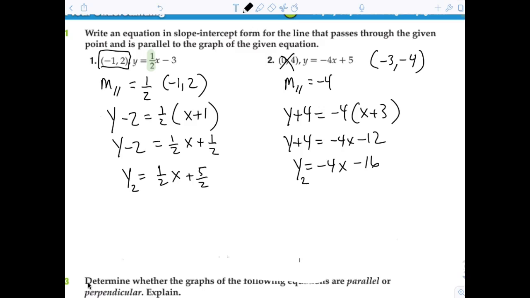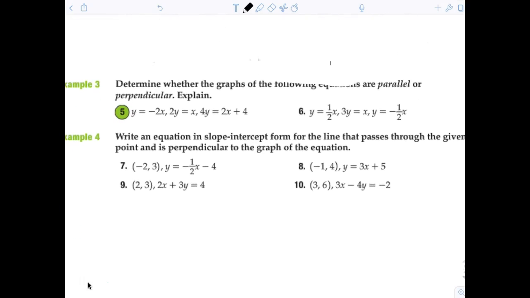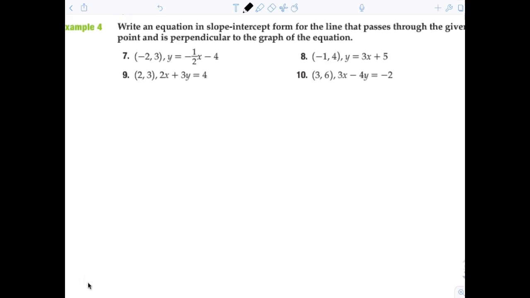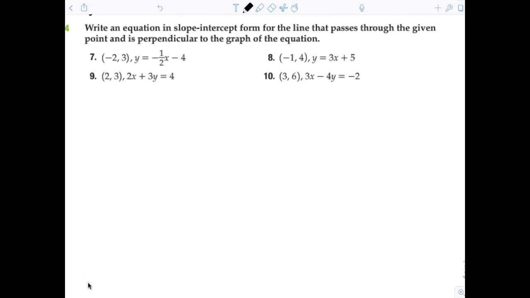You did a fantastic job with parallel. Now we're going to go into the perpendicular section. Because that was so easy, the perpendicular is going to be easy also. Yay. Now we're getting rid of this, and we're going to talk about question number 7. It says, write an equation in slope-intercept form for the line that passes through the given point and is perpendicular to the graph of the given equation. So here we go.